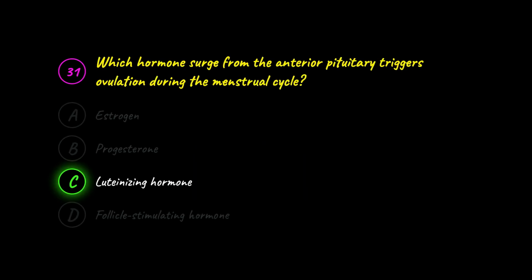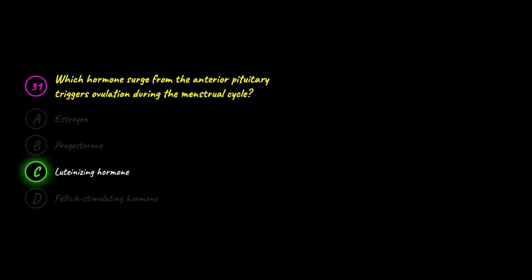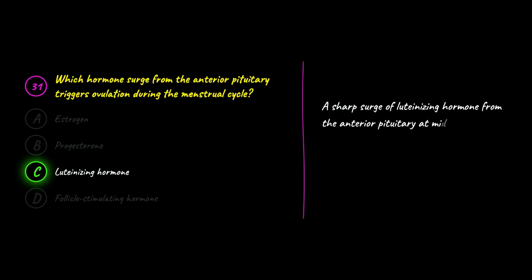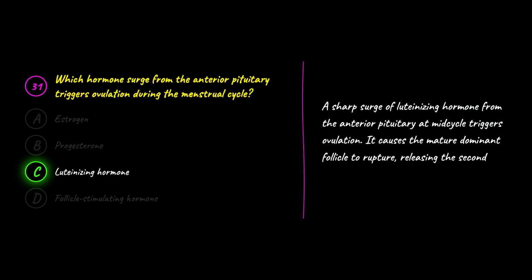The correct answer is C. Luteinizing hormone. C is correct because a sharp surge of luteinizing hormone from the anterior pituitary at mid-cycle triggers ovulation. It causes the mature dominant follicle to rupture, releasing the secondary oocyte from the ovary into the fallopian tube.